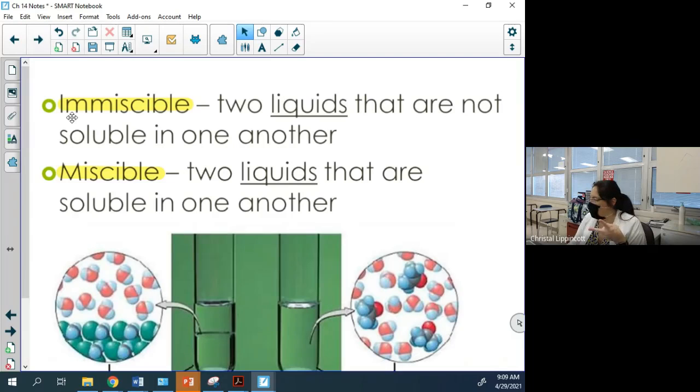Now we have two more terms. Today's laden with vocabulary terms. We have immiscible and miscible. This deals with liquids only. If something is immiscible, that means two liquids are not soluble. They won't mix together. If something's miscible, then that means two liquids are able to be soluble and able to mix together. So oil and water are immiscible.